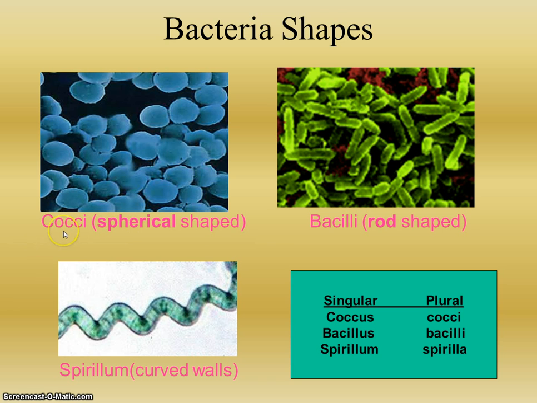Your cocci bacteria are going to be spherical in shape. Your bacilli bacteria are going to be rod shaped, and out of all of these, most of the bacteria that we look at, or the ones more common to what we'll use, would be bacilli. But there are just as many that could be cocci or spherical, or spirilla, which would be curved shaped. So make sure you're good with the scientific terms related to the shape of these bacteria.